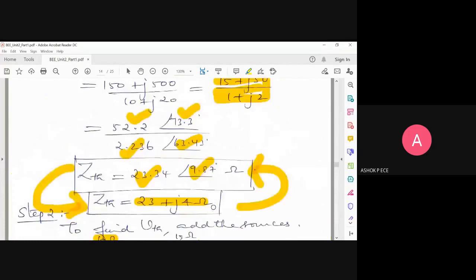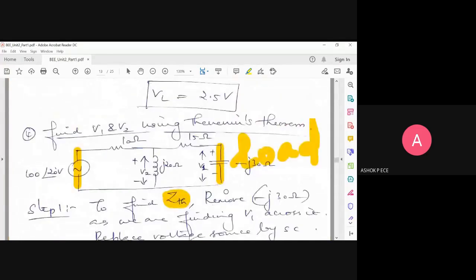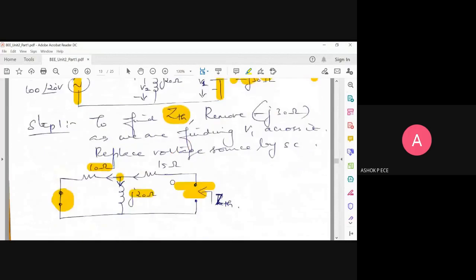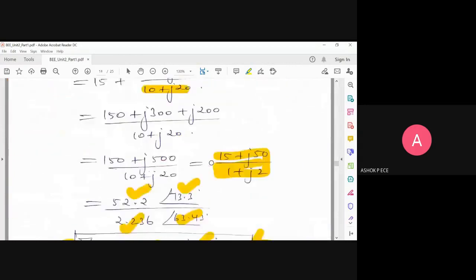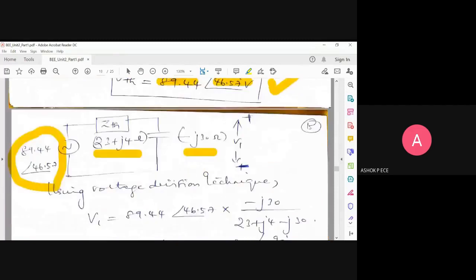See, in the very first diagram what we have given, we are finding V1, and V1 is measured across minus J30. The very first step, we have removed this minus J30, and this removed component will be added only in the last step of your Thevenin's theorem. Step 1 removed. Step 2, again it is still removed only. Only in step 3, I am going to add the removed component. So ZTH and minus J30. And across minus J30, I am measuring V1.